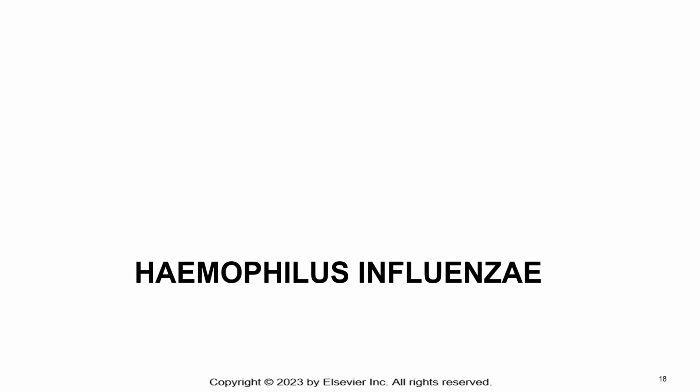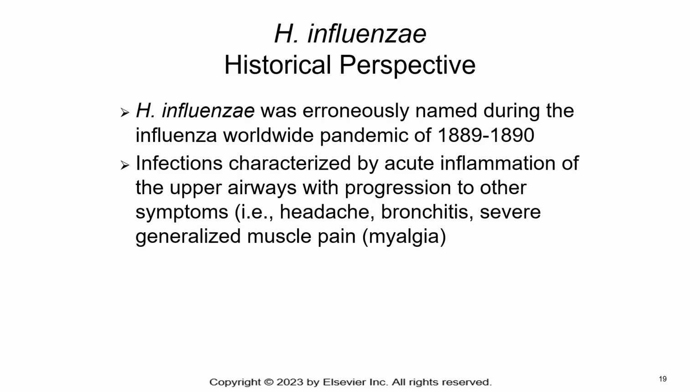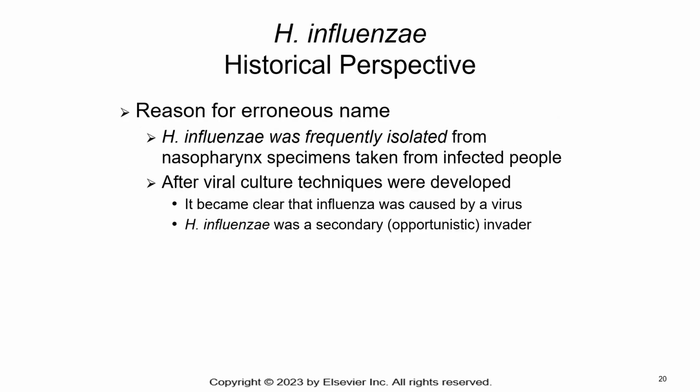Haemophilus influenzae. So H. influenzae was erroneously named during the influenza worldwide pandemic. Infections were characterized by acute inflammation in the upper airways with progression to symptoms of headache, bronchitis, severe general muscle pain. The reason for the erroneous name is H. influenzae was frequently isolated from the nasopharynx specimens taken from infected people. But after viral culture techniques were developed, it became clear that influenza was caused by a virus. H. influenzae was just a secondary opportunistic invader that happened to be present in the same area at the same time.